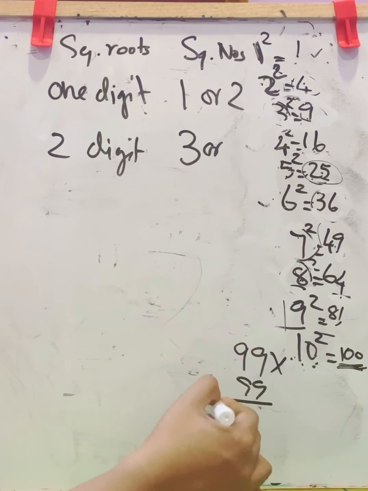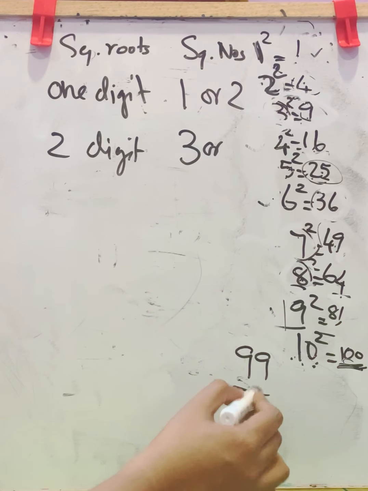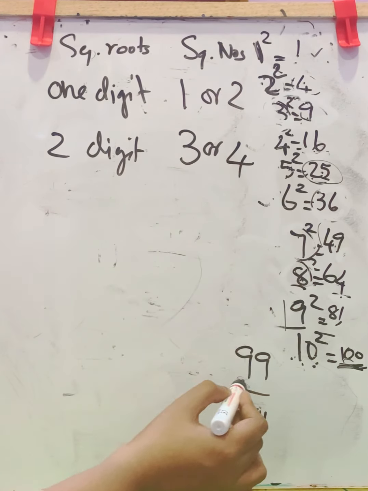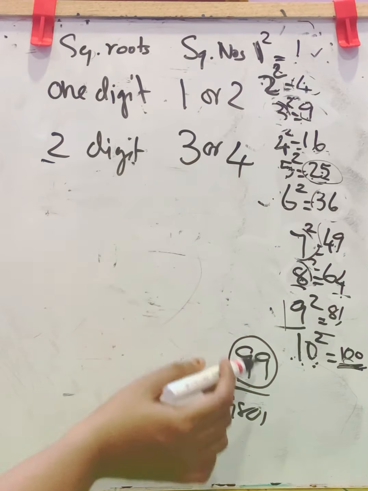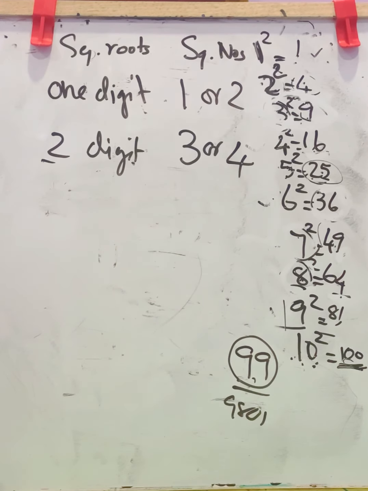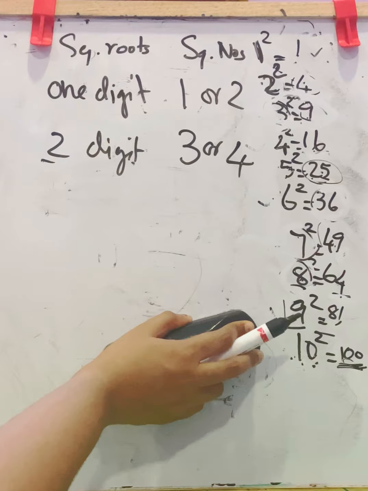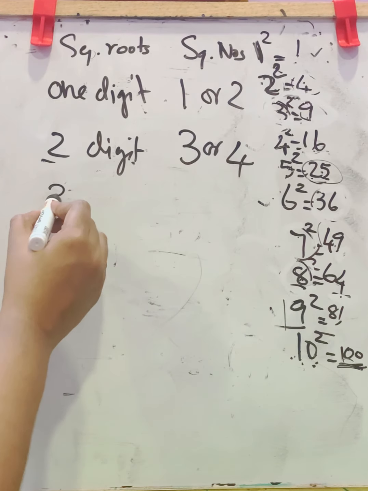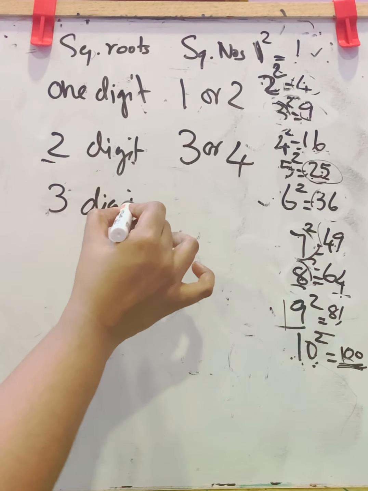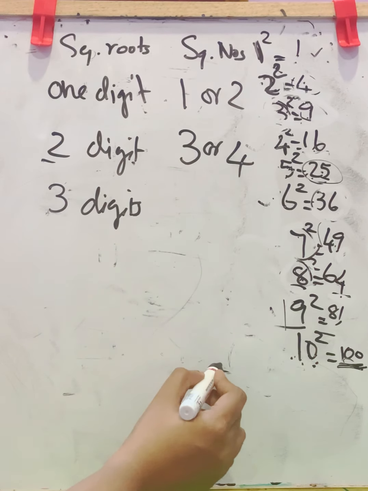99 into 99 is 9801, that is a 4 digit number. 99 is the biggest 2 digit number, so its square is a 4 digit number. Now next comes a 3 digit number. If the square root is a 3 digit number, it means 100.